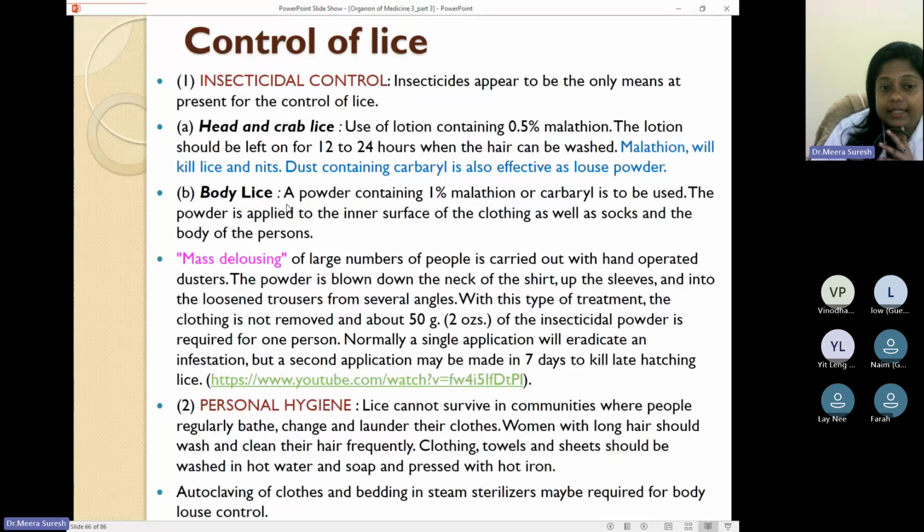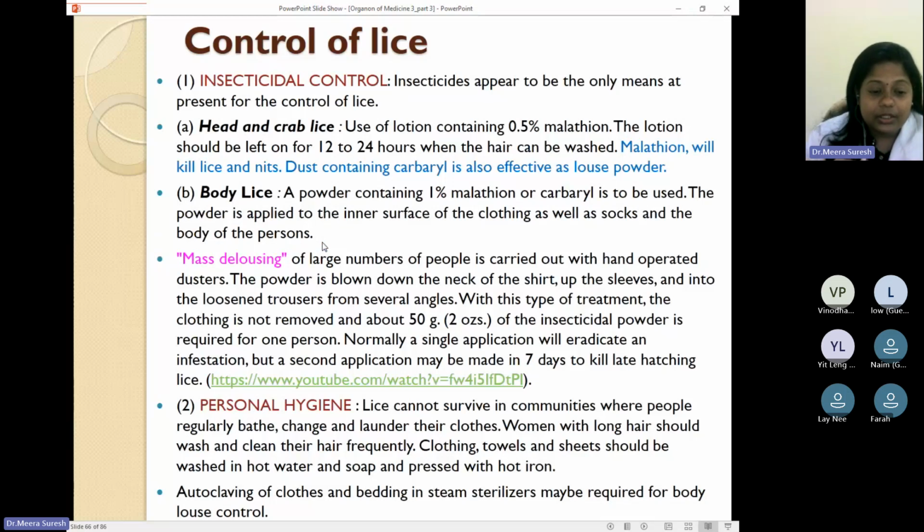Then there is body lice. A powder containing 1% malathion or carbaryl has to be used. The powder is applied to the inner surface of the clothing as well as socks and the body of the persons. And then there is a process called mass delousing.